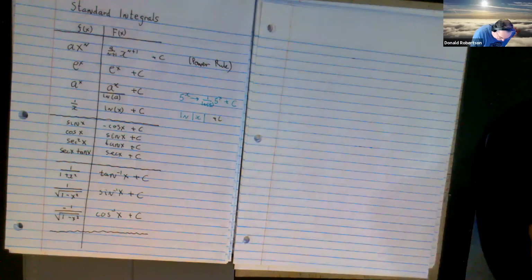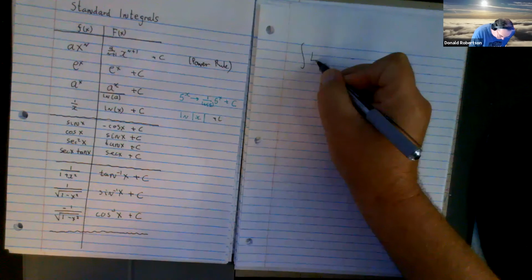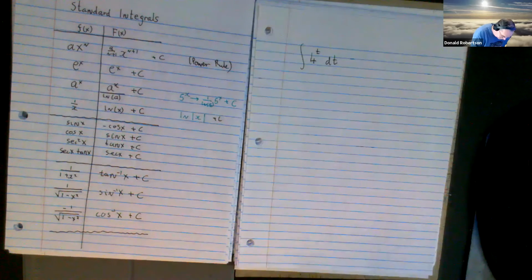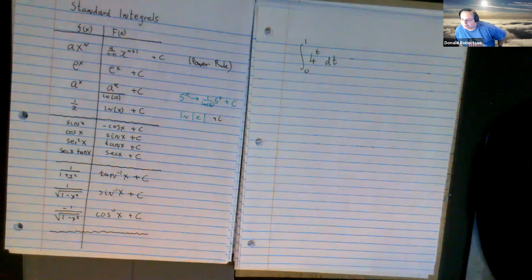Right, next one. Suppose somebody gives you 4 to the power of t. Oh, and I need a number, don't I? Okay. How about from 0 to 1? Because I'm lazy and I don't like big numbers. Okay, antiderivative of 4 to the power of t.